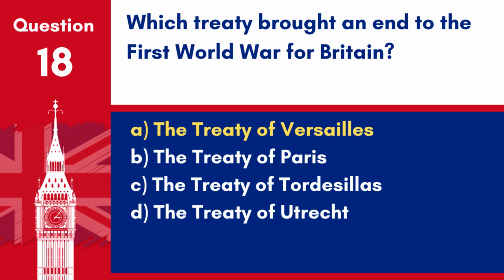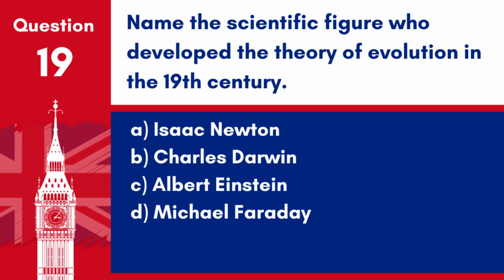Answer: A. The Treaty of Versailles. The Treaty of Versailles in 1919 officially ended World War I for Britain and the Allied powers, imposing penalties and territorial changes on Germany.